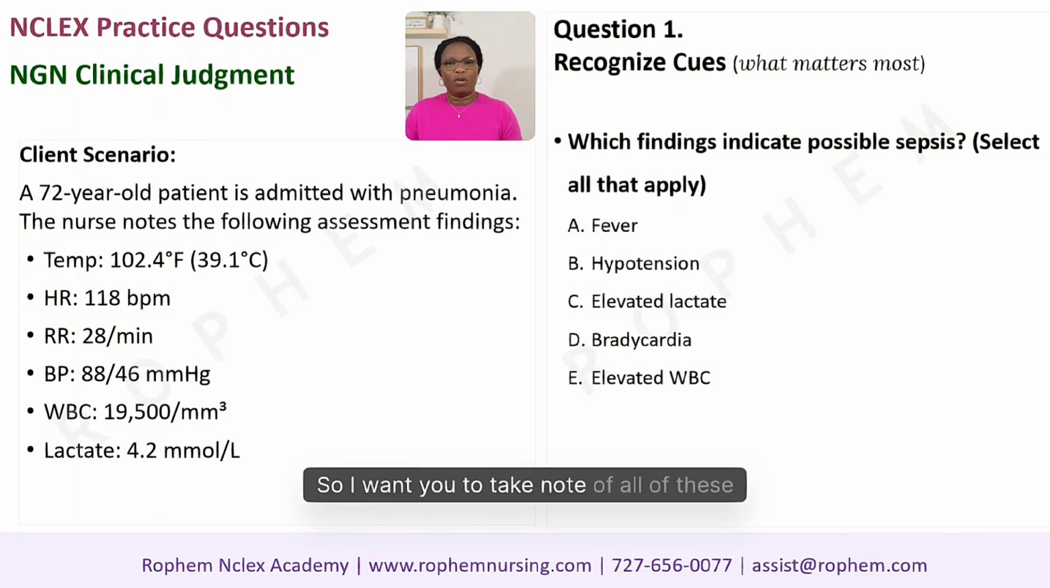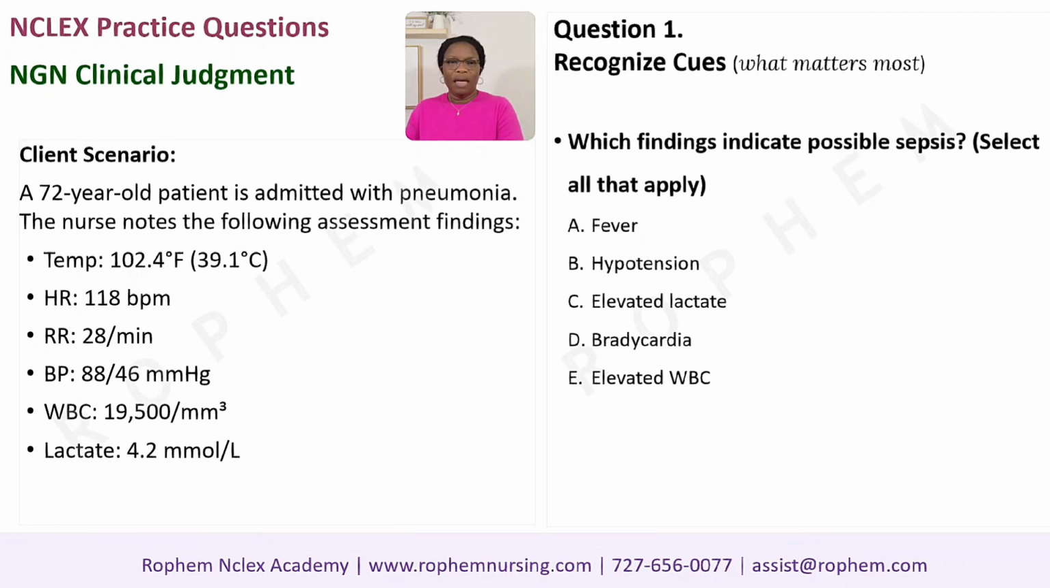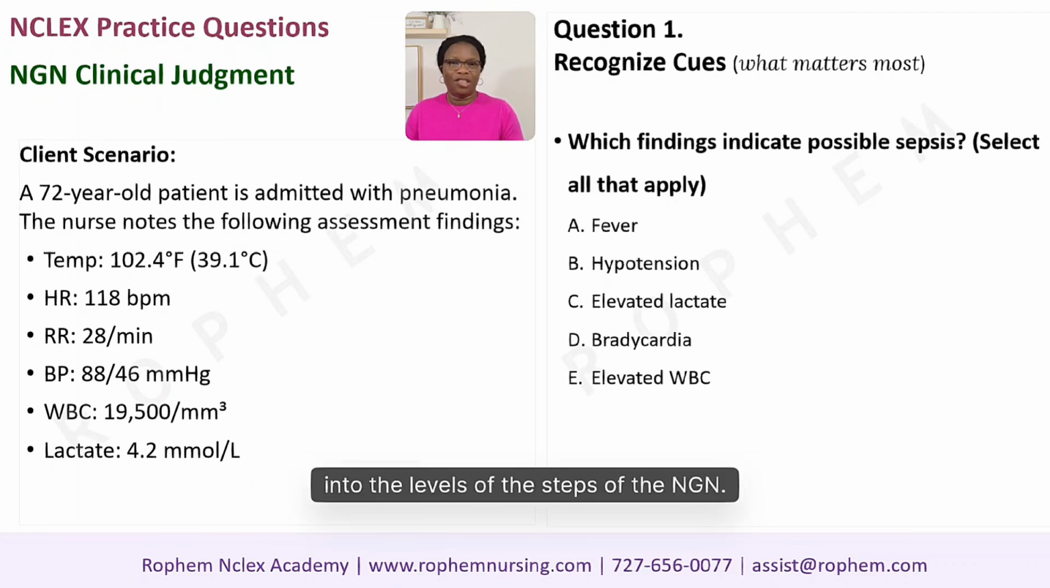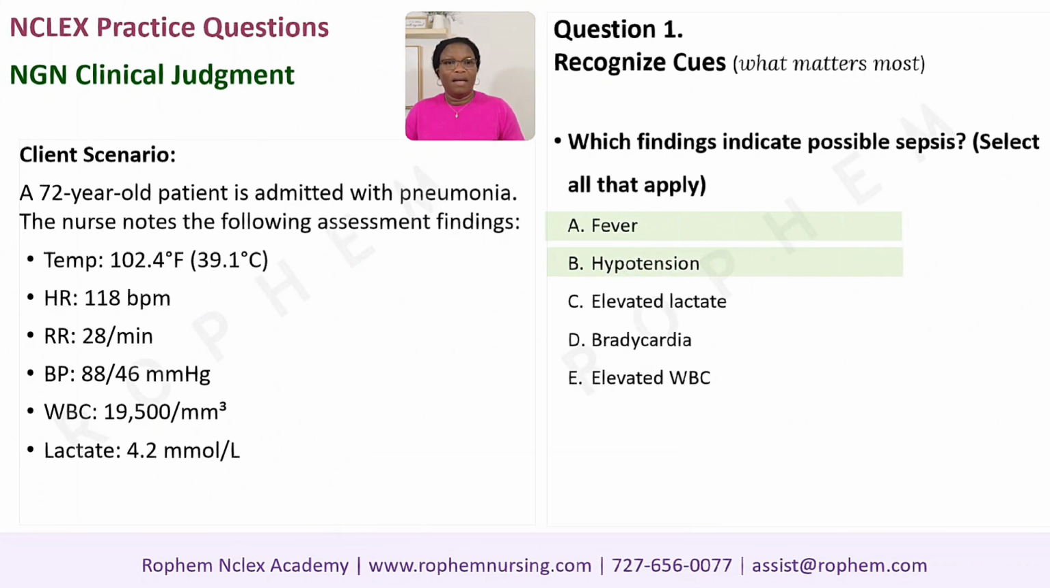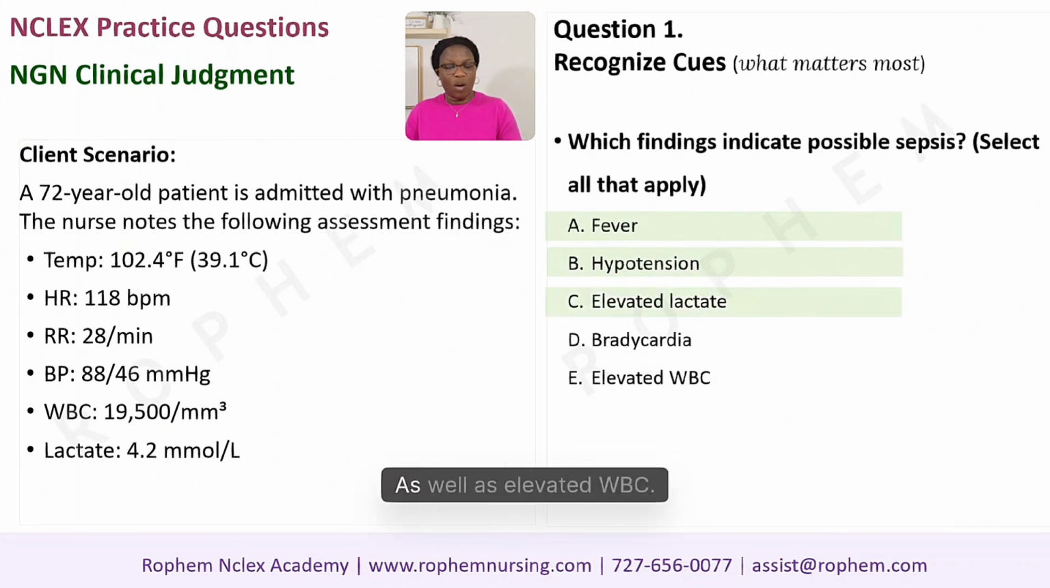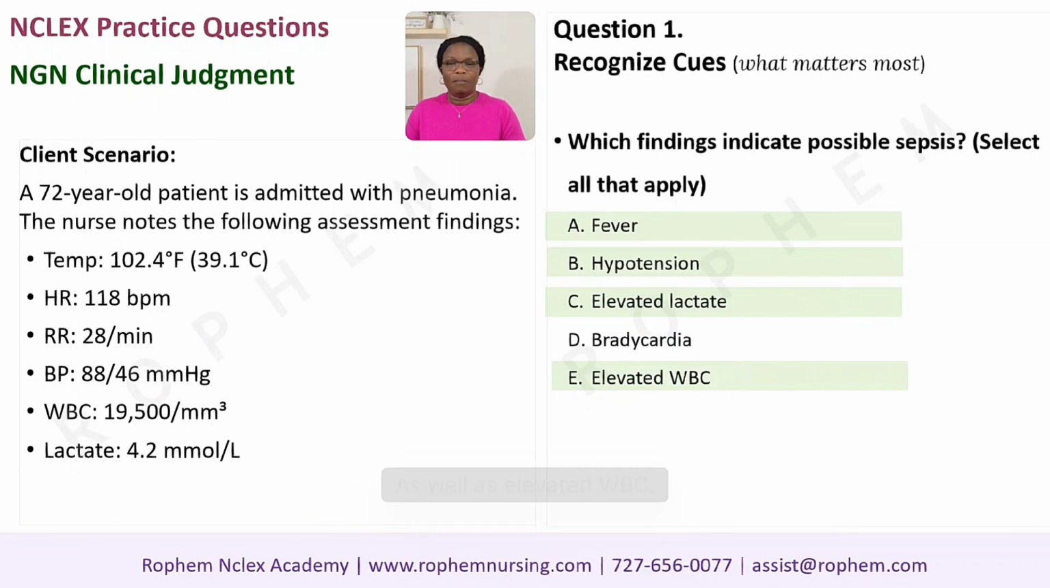So I want you to take note of all of these findings very closely because we are going to break them down into the levels of the steps of the NGN clinical judgment. So our question one is which findings indicate possible sepsis? Select all that apply. So when you look at all of these findings, you will see that fever is one of the answers that would definitely be correct. So our answers will be fever. Hypotension is equally correct. Elevated lactate, that's correct as well as elevated WBC.